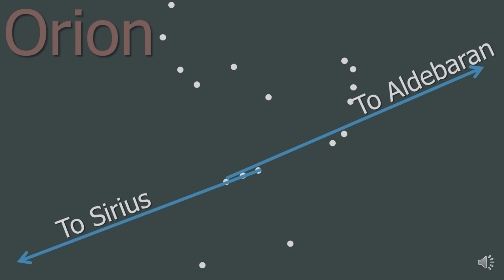Orion's belt can be used to locate other celestial objects. If you follow the belt down to the next brightest star, you will find Sirius, the brightest star in the night sky. If you follow the belt up to the next brightest star, you'll find Aldebaran. If you continue this line, then after Aldebaran, you'll find the Pleiades, an open cluster.